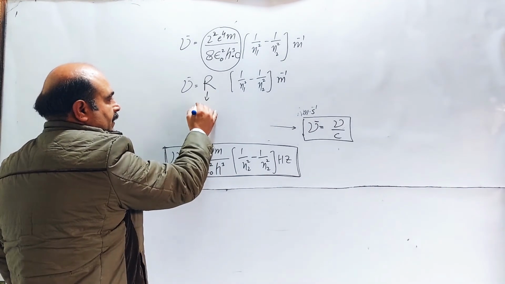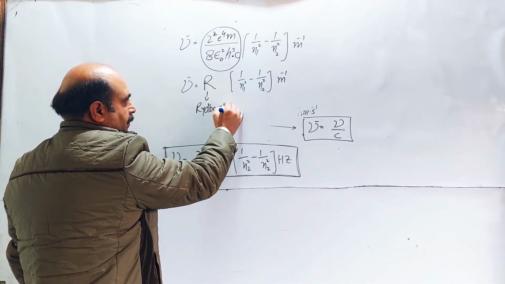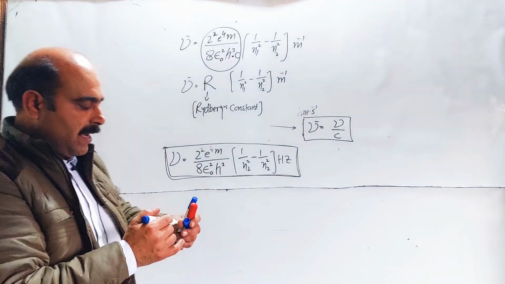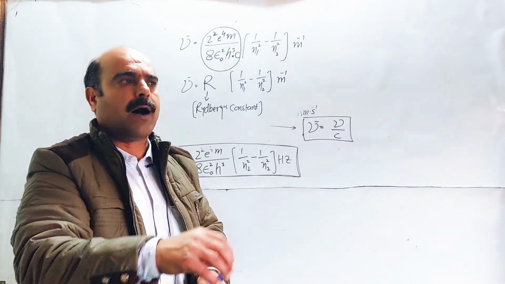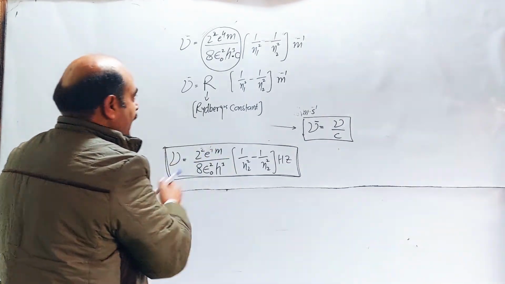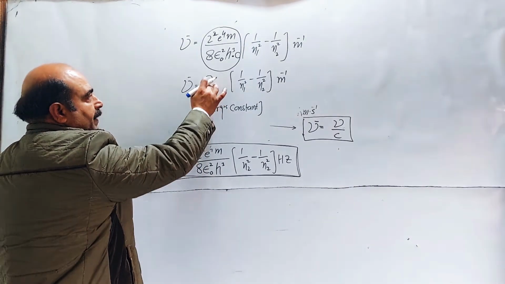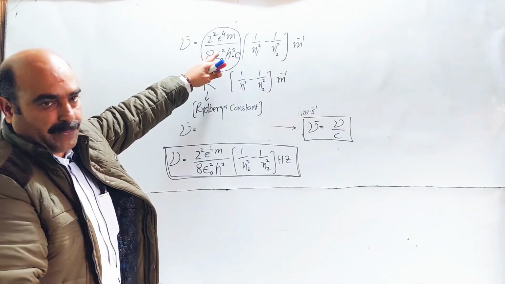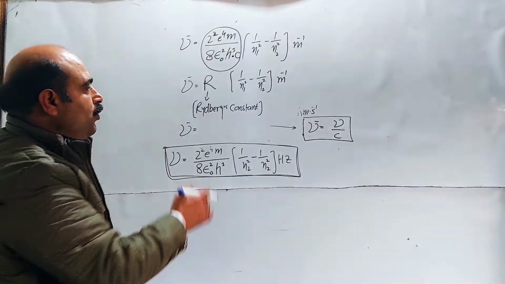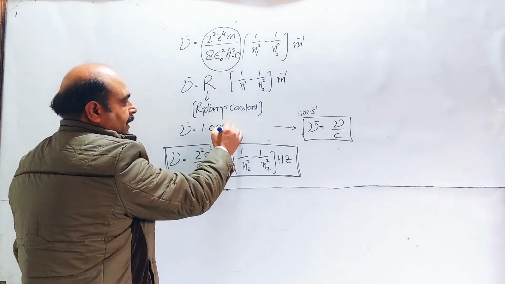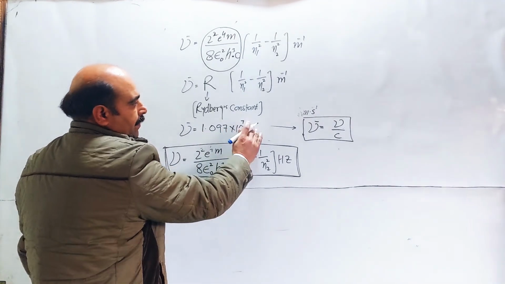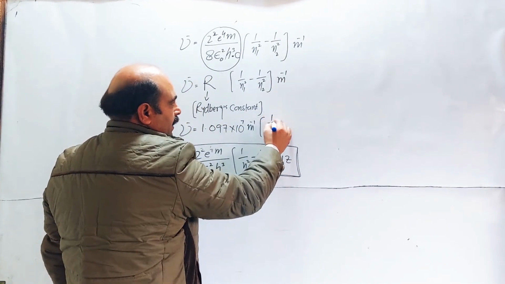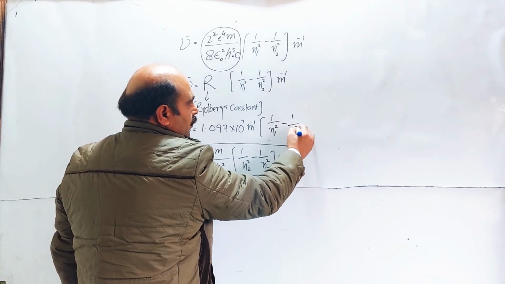Students, this constant is called Rydberg's constant. Because this constant was introduced by the scientist Rydberg, it was named after him. Its value can be calculated by putting the values of these constants and carrying out the calculations. The value is 1.097 into 10 raised to the power 7 per meter, multiplied by 1 over n1 squared minus 1 over n2 squared.